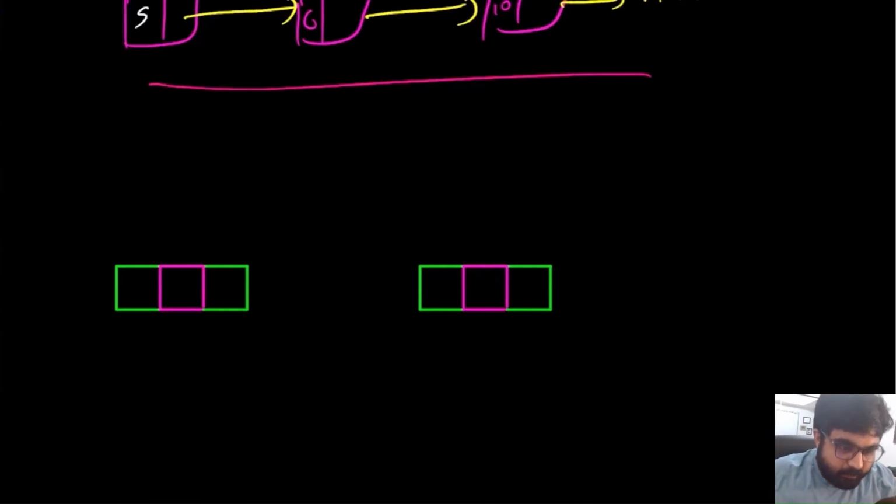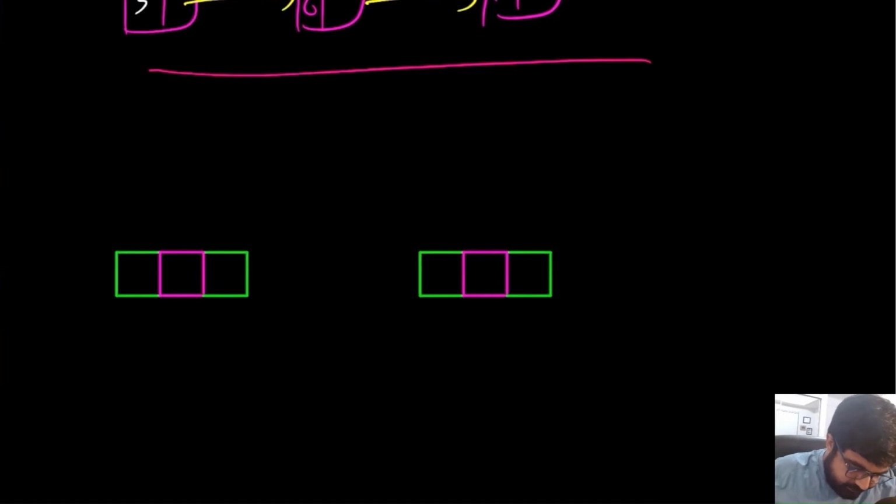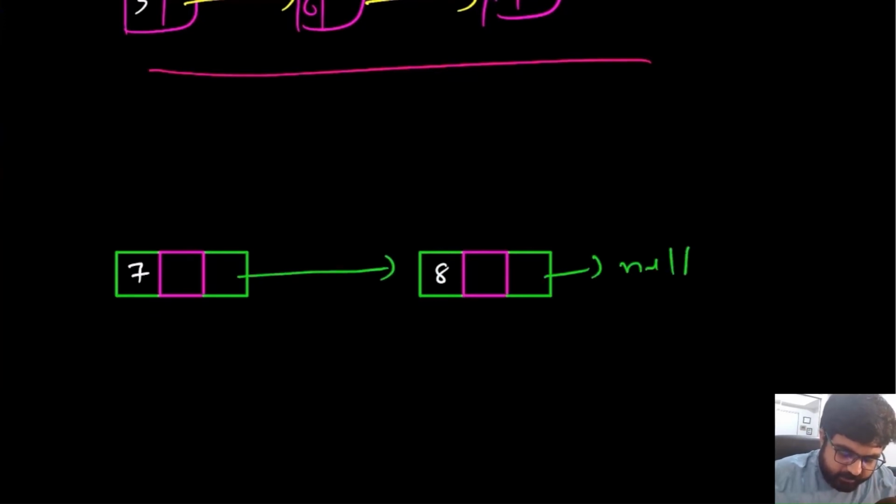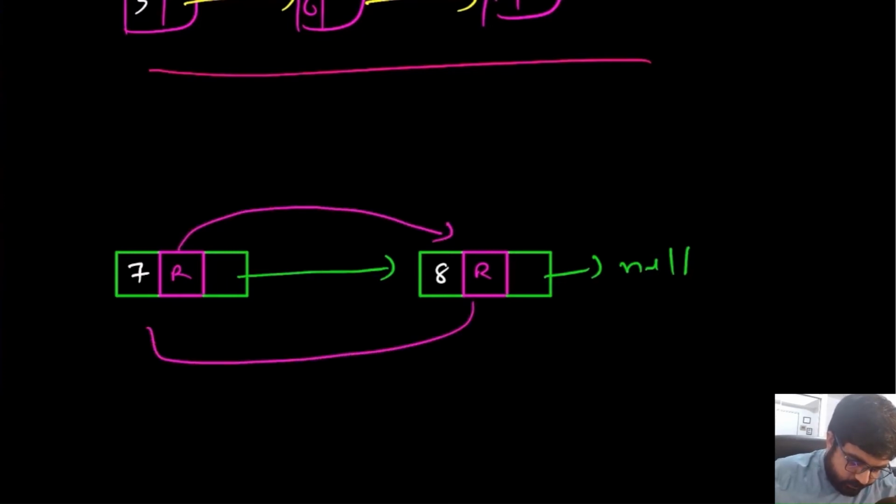What do I mean by potential possibility of cycle? Say for example, we are given these two nodes, the values are 7 and 8, and we know for sure that this node is going to point over here and this node is going to point to the null value. These two things are fact, but it could be possible that these two random nodes, so this random node points over here and this random node points over here.